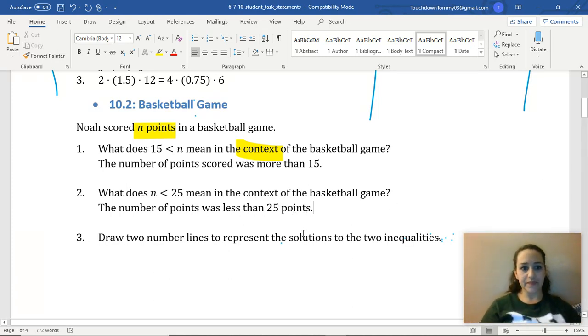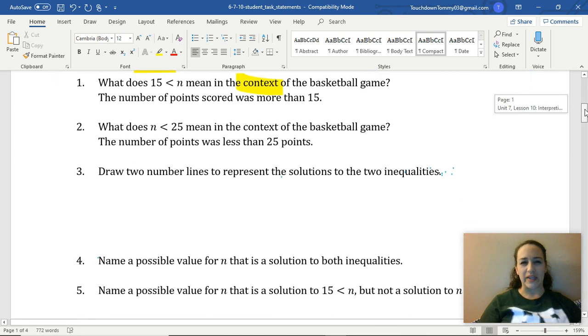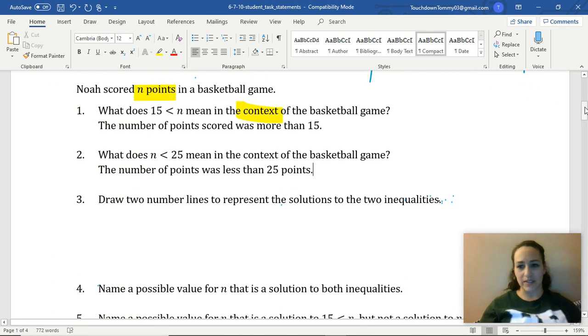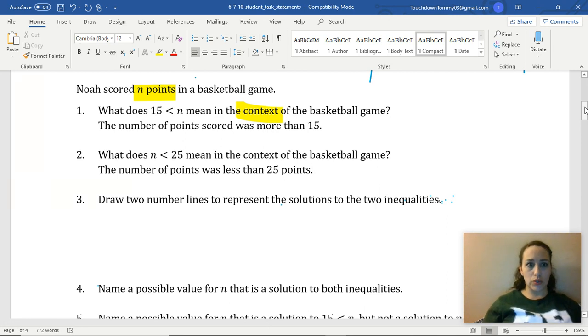points. So now we're going to create two number lines to represent the solutions to these inequalities. Now, this stuff gets really wordy, but I promise you it's not that difficult. So please try not to let the vocabulary here make you think we're getting into something really difficult. So create two number lines.